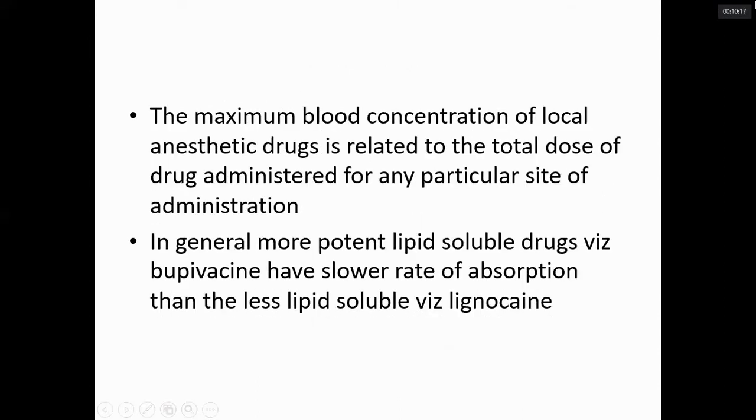The maximum blood concentration of local anesthetic drug is related to total dose. So the concept of maximum safe dose comes into play here. So if we decrease the dose, then there are lower chances of local anesthesia peaking in systemic circulation and lower chances of systemic toxicity of the local anesthesia. In general, a more potent lipid-soluble drug, that is bupivacaine, has a lower rate of absorption than a less lipid-soluble drug, that is lignocaine.